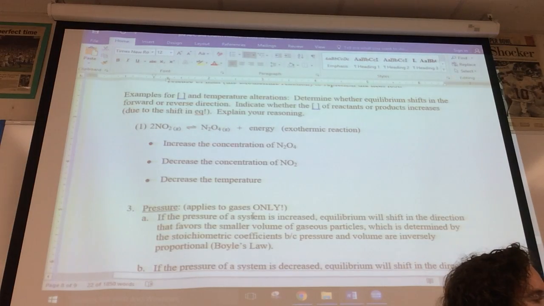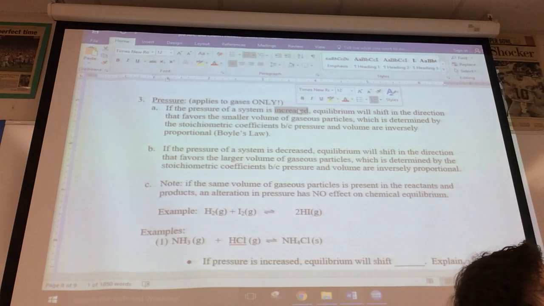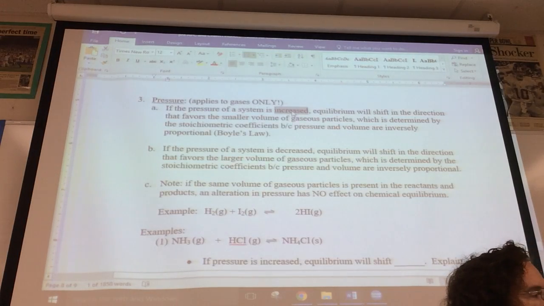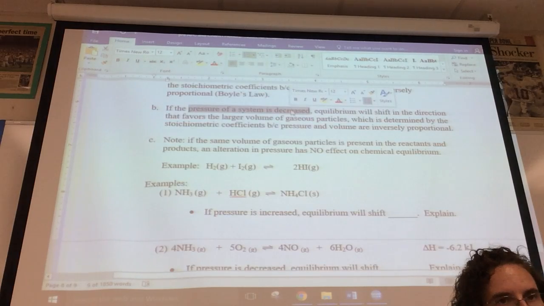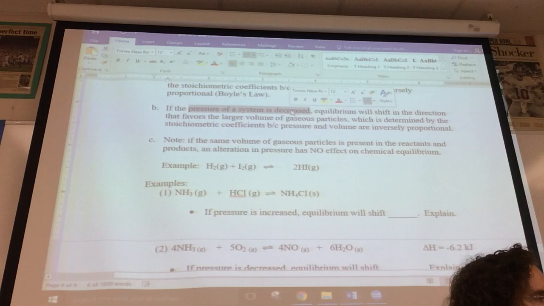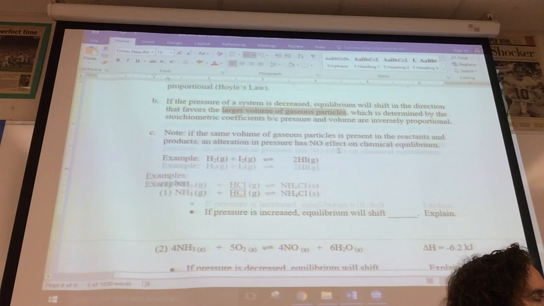It says if the pressure of a system is increasing, now you're not just increasing the pressure on one side of the equation, you're increasing the pressure of the system. Boys, let's focus. If you increase the pressure of the system, equilibrium shifts in the direction that favors the smaller volume of gaseous particles. You determine that from the stoichiometric coefficients of gases only. We know that pressure and volume are inversely related according to Boyle's law. If you decrease pressure, equilibrium is going to shift in the direction that has the larger volume of gas for the same reason we talked about.